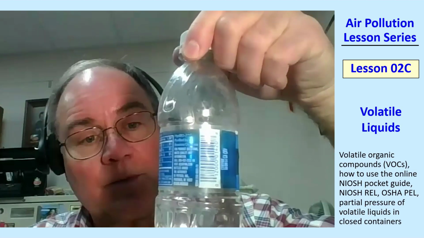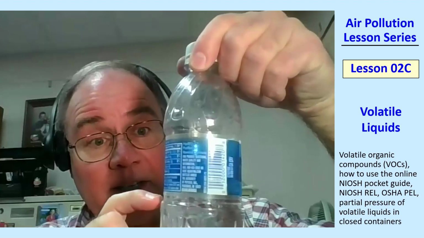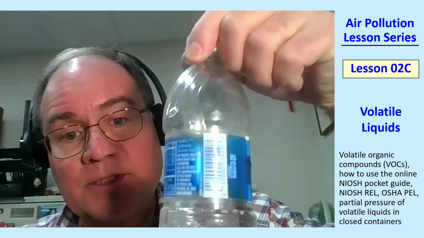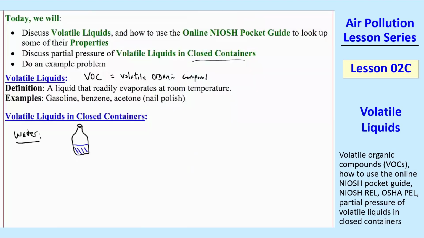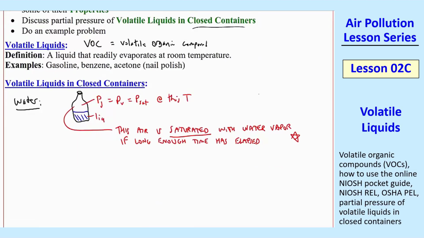The same thing holds with any VOC, not just water. So this would be water vapor plus air. If you have a VOC, it would be the vapors of that VOC plus air in that gas. So in the water bottle, this is the liquid, and this would be P_j of the liquid, or the water in this case, would equal P_v or P_sat. That always means at this particular temperature, because P_sat varies with temperature, as we already know. So we can say that this air is saturated with water vapor if a long enough time has elapsed. That's for water, but it applies to any VOC.